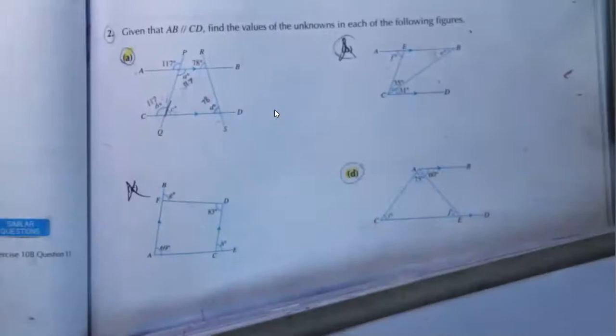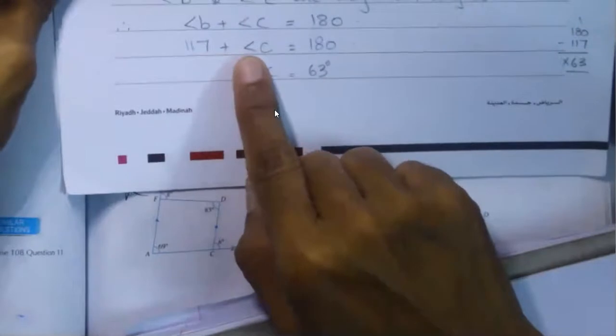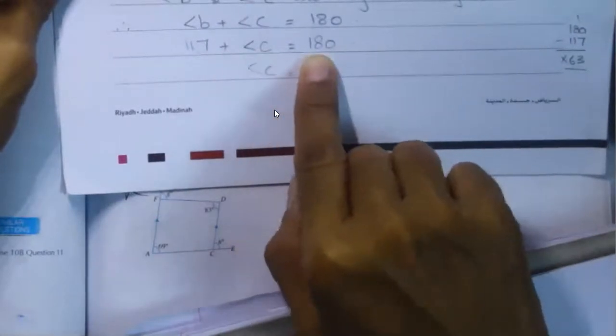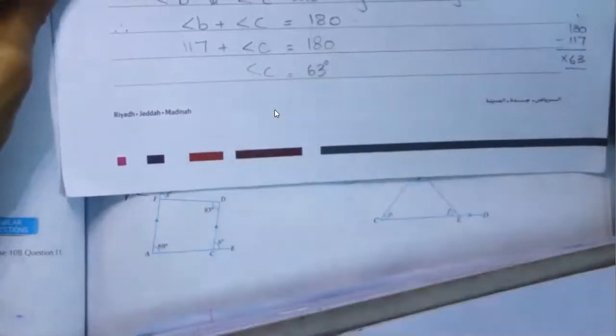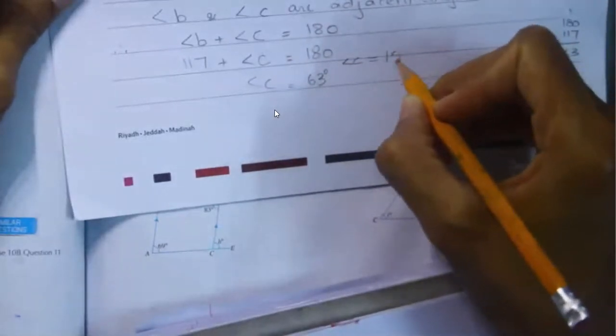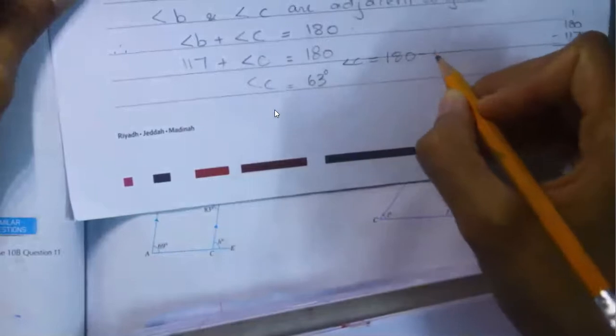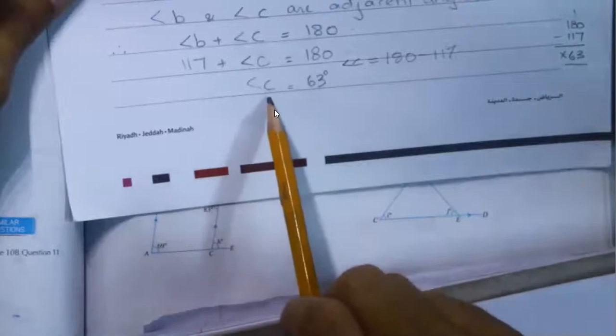Okay, so how will we calculate C? 117 plus C is equal to 180. This will be our algebraic equation, and angle C would be 180 minus 117, which would be 63. I've missed a step here. I should write 180 minus 117, and then you will get angle C equal to 63, right?